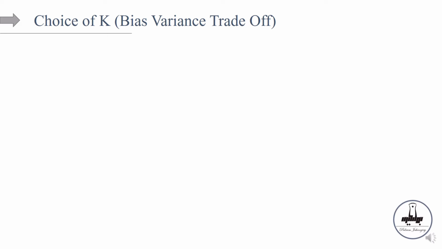Now that we know how the KNN regression model works in practice, let's talk about how we tune the hyperparameter k, how we optimize that number to deal with the bias-variance trade-off.